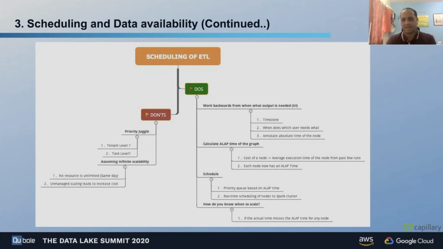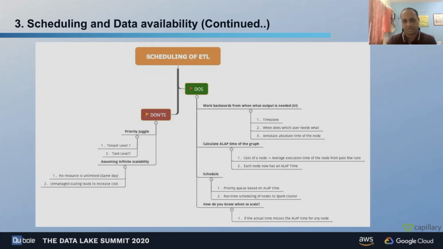So say, for example, a user wants a particular job to be done at a particular time, say 8 a.m. in the morning. Then we try to calculate when the predecessor of that node needs to be scheduled, so that this report can be sent out on time, and then work backwards on the graph. So this falls into the category of graph scheduling algorithms.